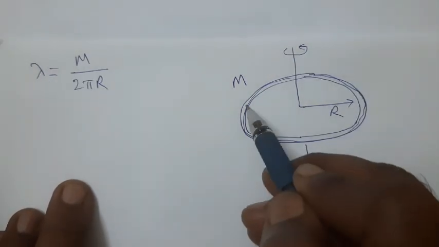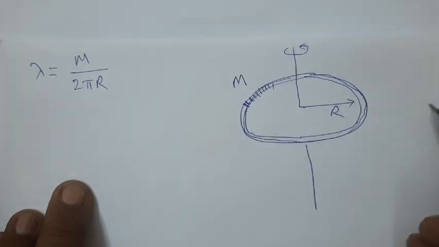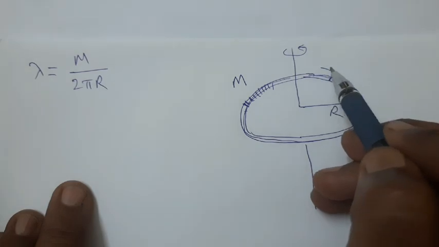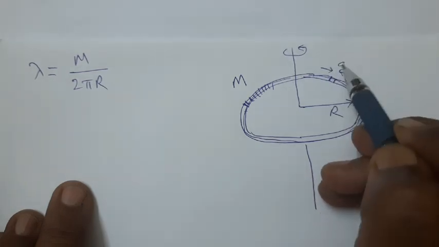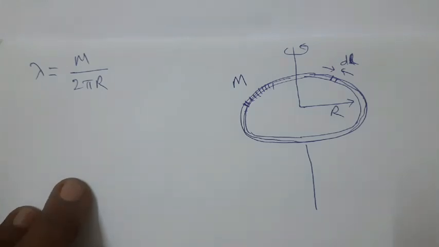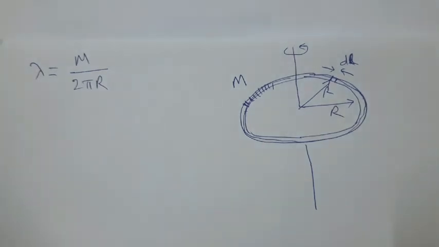The technique is the same. Divide the ring into a number of elements. If I consider one such element, let the length of the element be dx, or I will write it as dl. Any letter can be used. The length is dl, and it is at a distance r.